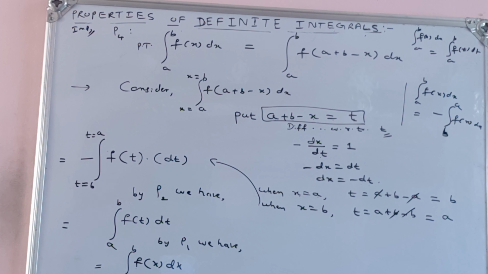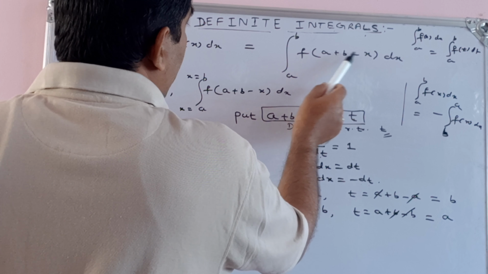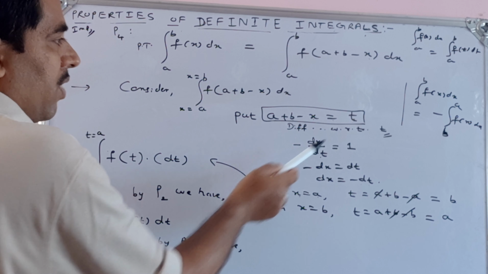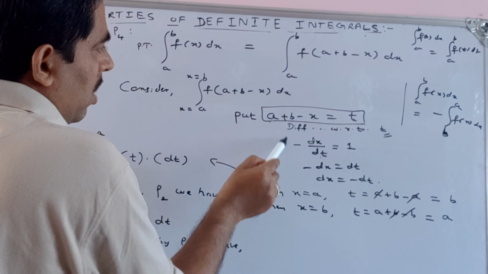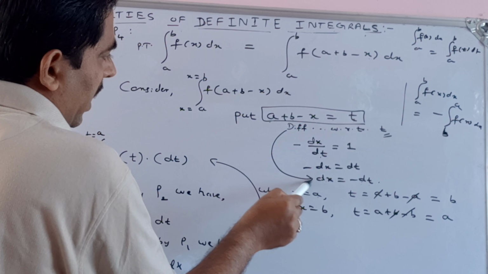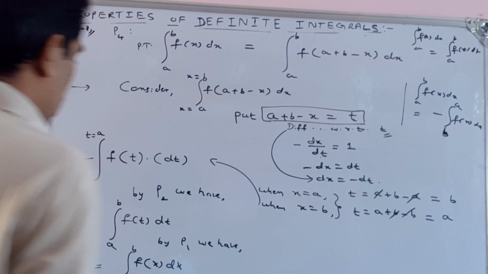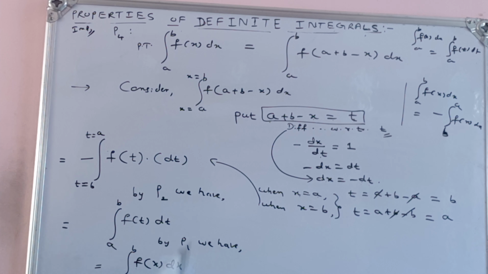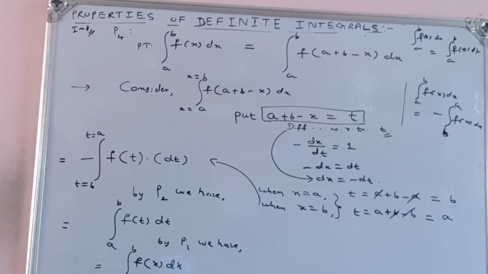See, very important property. So what is the simple thing we have to do here is put a plus b minus x as t and differentiate with respect to t. So write it directly, dx is equal to minus dt. Then change the limits of integration, then use the previous two properties. Okay, so this becomes integral a to b f of x dx. So this is our fourth property.